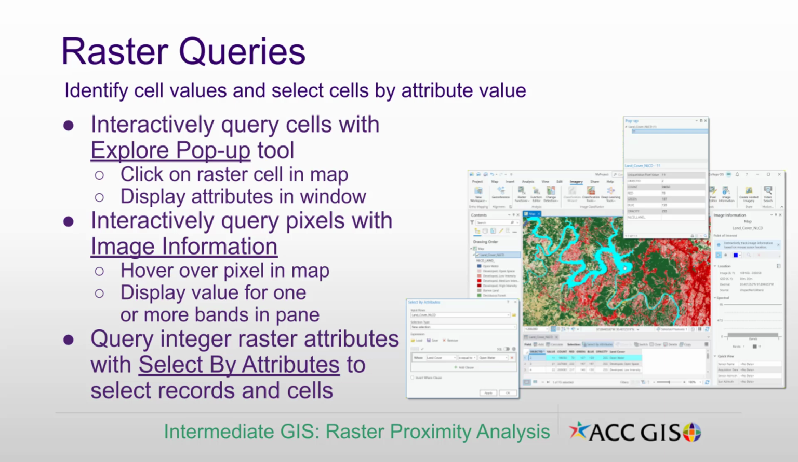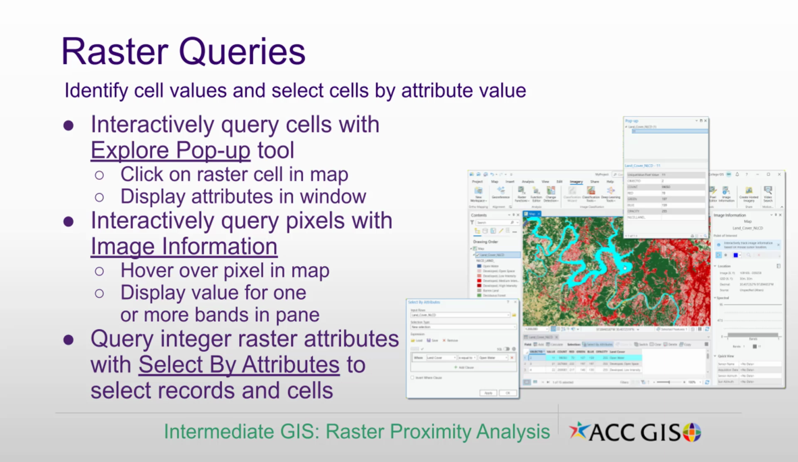Another way we analyze raster data are through raster queries, where we identify cell values and select cells by attribute value. Now, the query functionality for raster is not as sophisticated as it is for vector. For raster, we're really just kind of interrogating individual cells or collections of cells. For example, we can interactively query cells with the Explore pop-up tool, in which we click on a raster cell in a map and it displays the attribute values for that cell in a pop-up window.